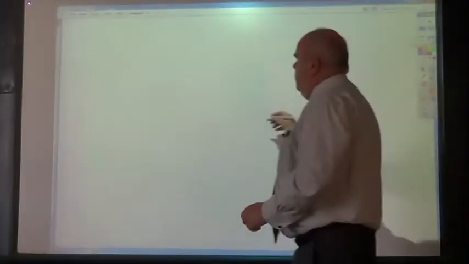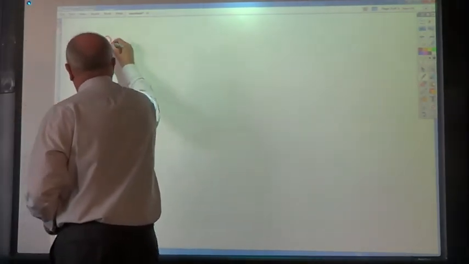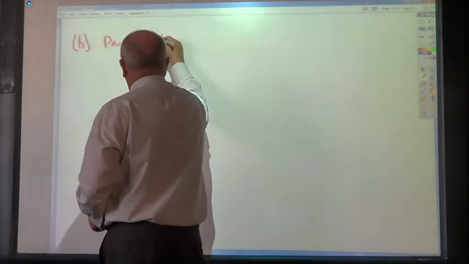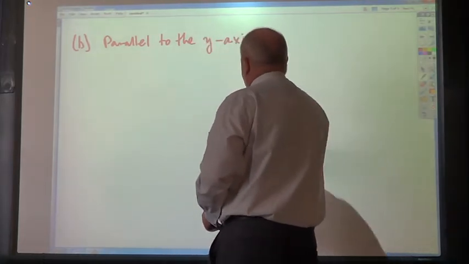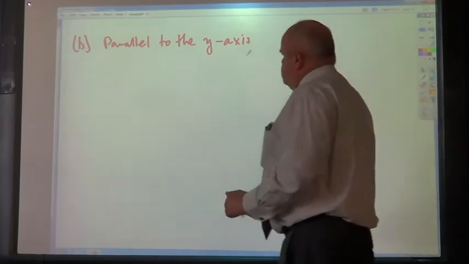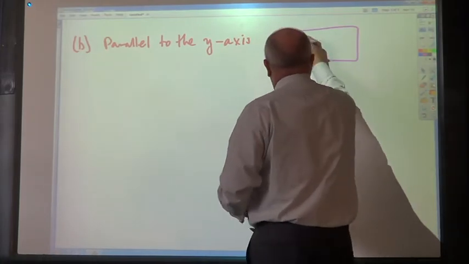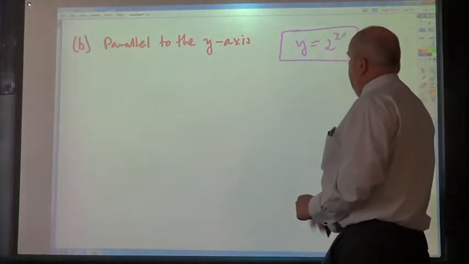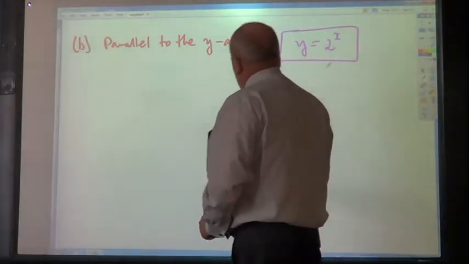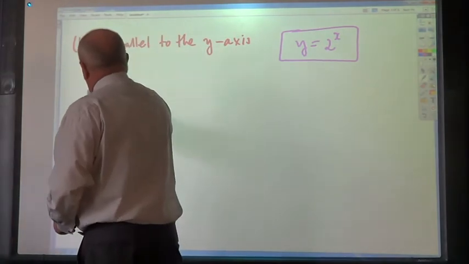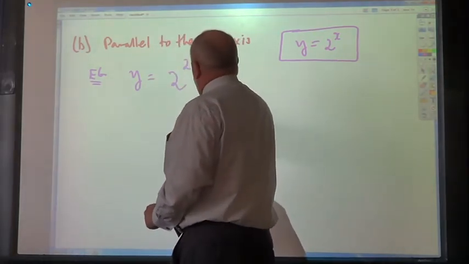Why I point that out is because when we are talking about dilations parallel to the y-axis, a different picture emerges. Let's consider this. Firstly, we'll have our stock standard y equals 2 to the power of x. And now what we're going to do is put multiples in front of the x. So let's consider this one here, e.g. y equals 2 to the power of 2x, let's say.